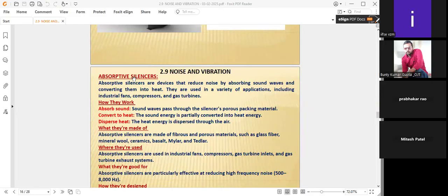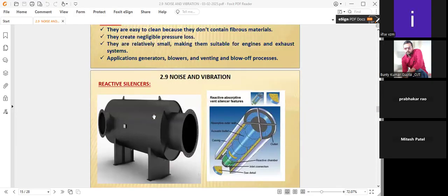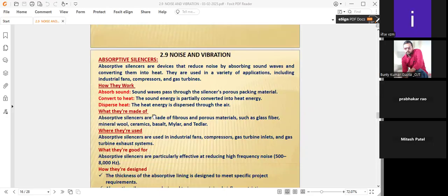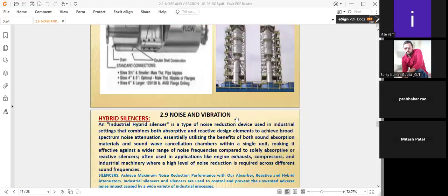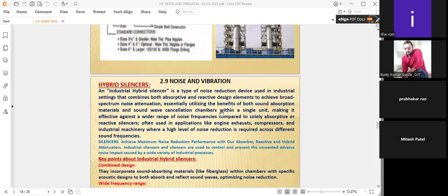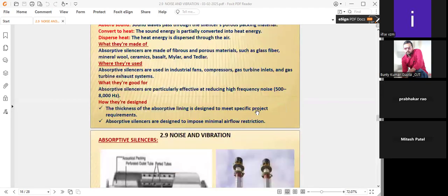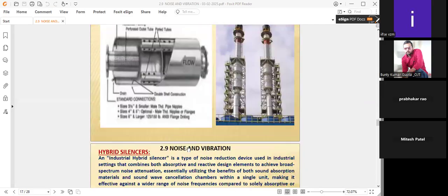Another is receiving, getting, and converting it. Both are to be taken care of here in hybrid silencers. Heat can also be taken care of, and the reactive part is also taken care of. This type of hybrid silencer is sometimes used in applications like engine exhausts, compressors, and industrial machines where high level noise reduction is required, where noise levels are high with respect to the frequency, 500 to 8,000.